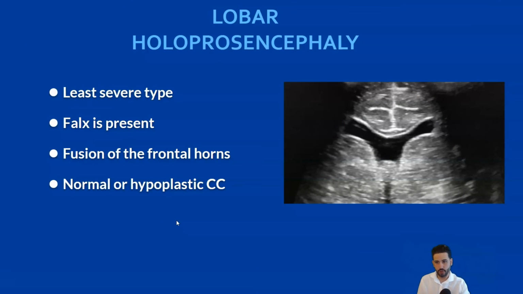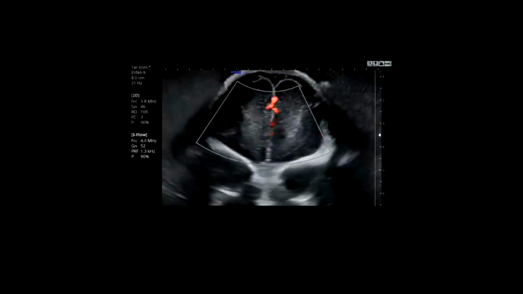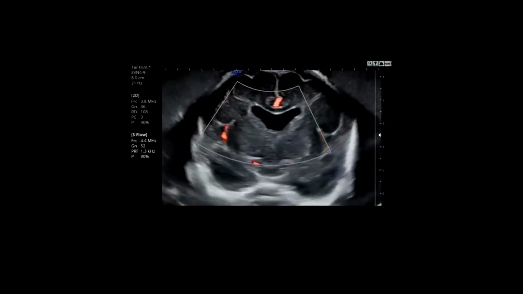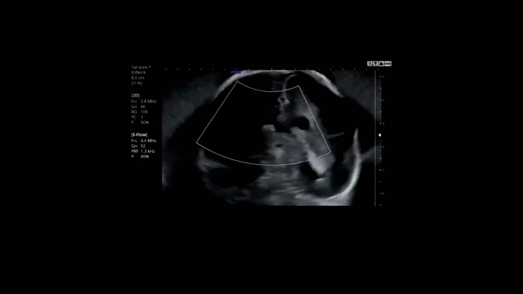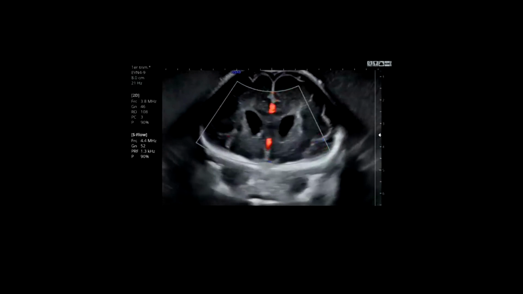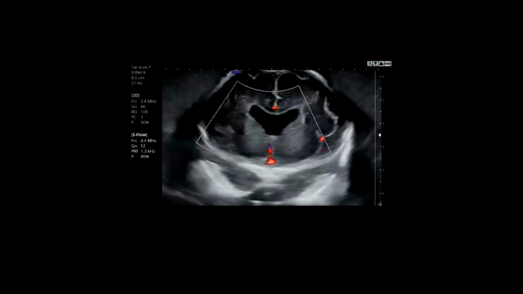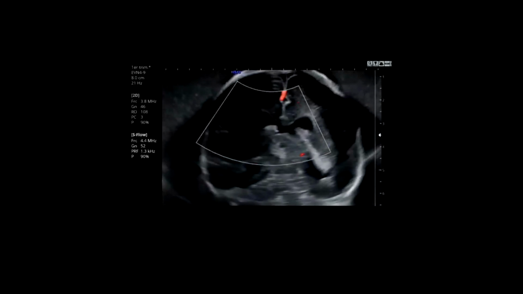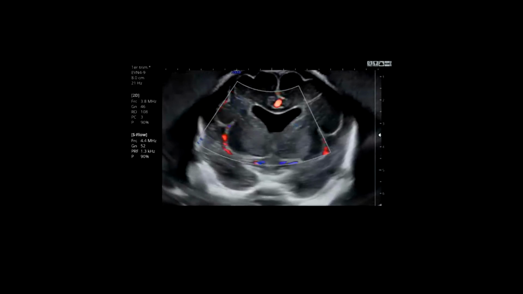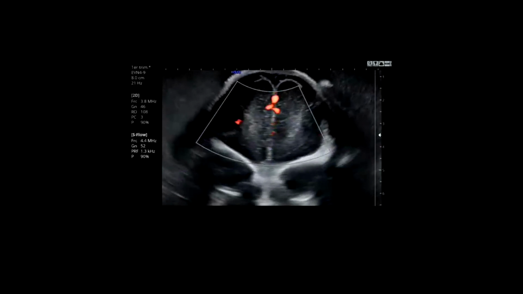And then the most common is lobar holoprosencephaly. It's a less severe type. The falx is present all the way down up to the corpus callosum. You won't have a cavum septum pellucidum. The anterior horns are fused. You can have a hypoplastic corpus callosum as well. And here's a prenatal example of lobar holoprosencephaly. There you can see there's no septum pellucidum. The anterior horns are fused, but there is an interhemispheric fissure present, so the falx is present, and there is corpus callosum. And posteriorly, the ventricles do divide into 2 separate structures.